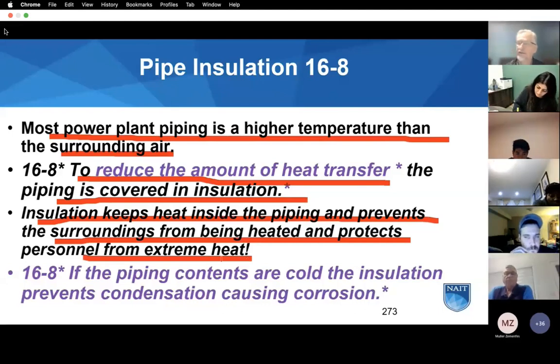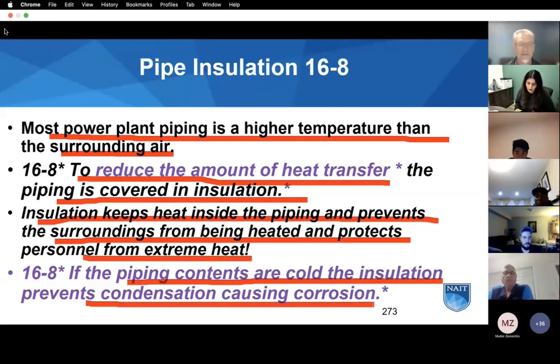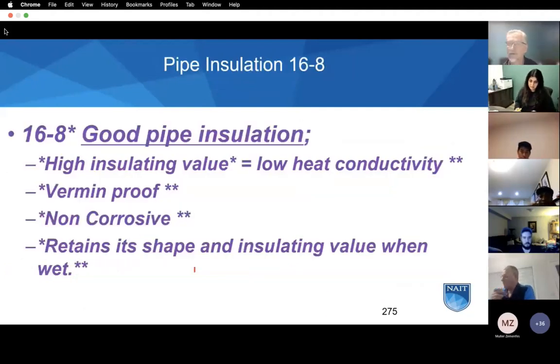On the occasion that we have something in the pipe that's cold, refrigerant can be going between units and out to cooling units. We'll also insulate it to prevent condensation. Cold piping is going to be wet a lot all the time, and if we insulate it, we'll reduce the effect of corrosion. So what do we insulate piping with?